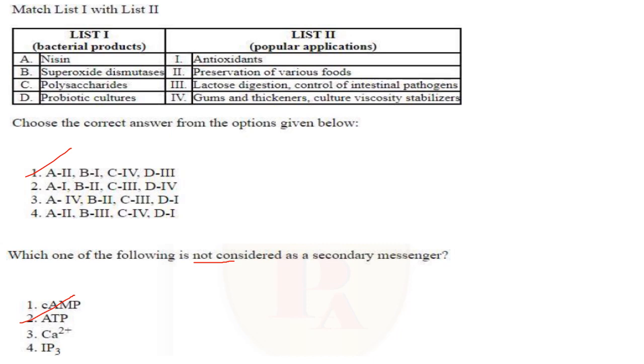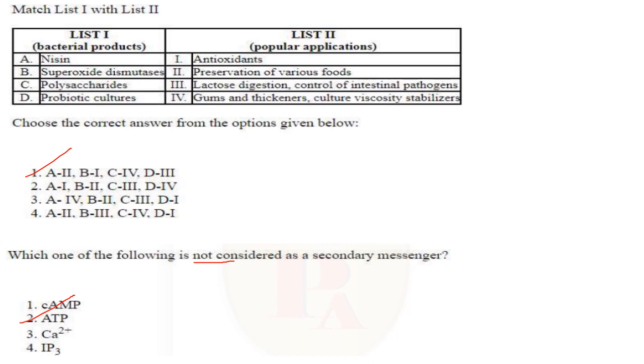Superoxide dismutase. Superoxide dismutase, it is an antioxidant. B1. So option 1 itself is correct. Then polysaccharides. C4. Gums and thickeners, culture viscosity stabilizers, and probiotic cultures, lactose digestion, control of intestinal pathogens. So the answer here is option 1.